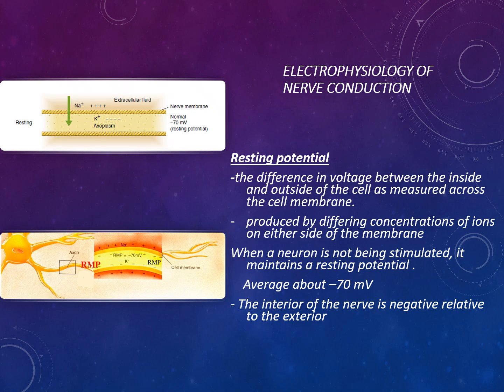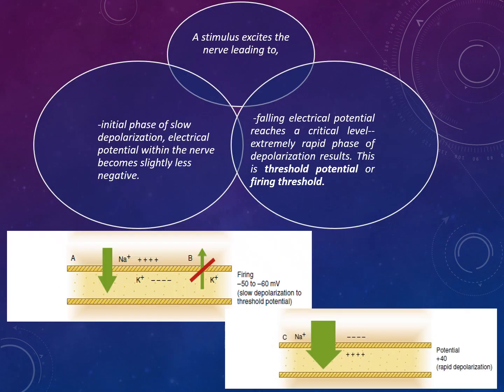Coming to electrophysiology of nerve conduction, resting potential is defined as the difference in voltage between the inside and outside of the cell as measured across the cell membrane. It is produced by differing concentrations of ions on either side of the membrane. When the neuron is not being stimulated, it has a resting potential of about minus 70 mV. The interior of a nerve is negative relative to the exterior.